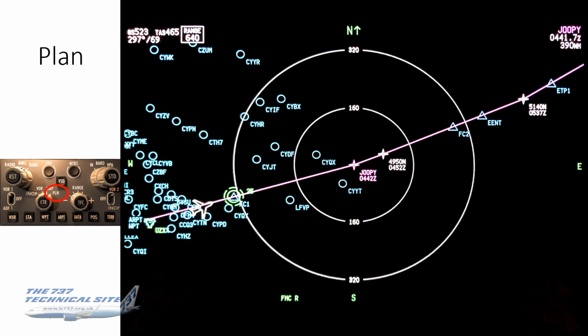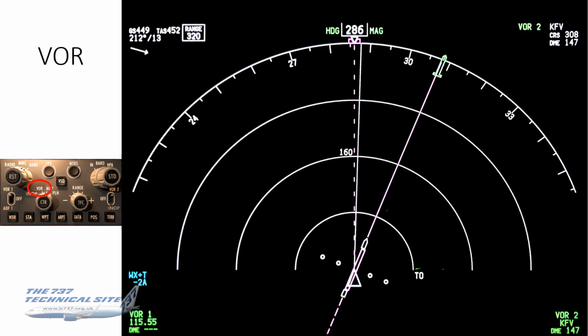Plan mode, same as it ever was. Again, the 640 miles is a useful scale if you want an overview of your extremely long flights, transatlantic on this particular one. VOR mode is still there for those of you that miss it and want to use it.